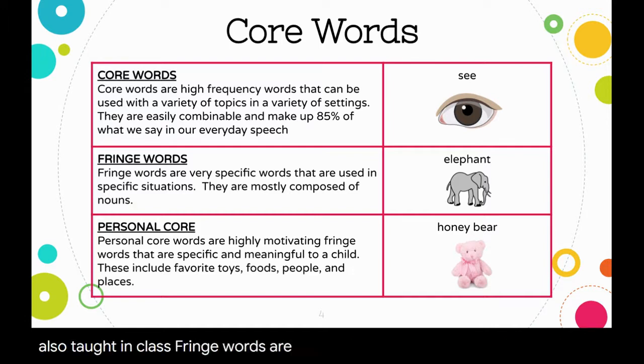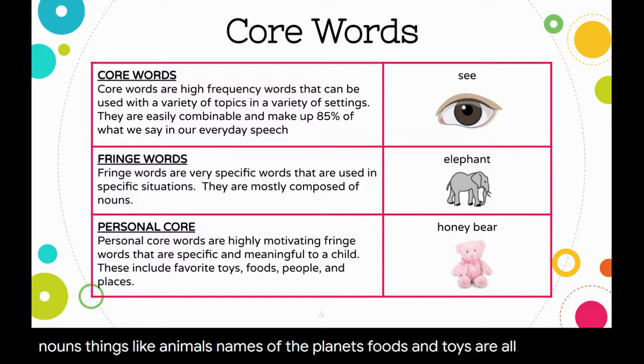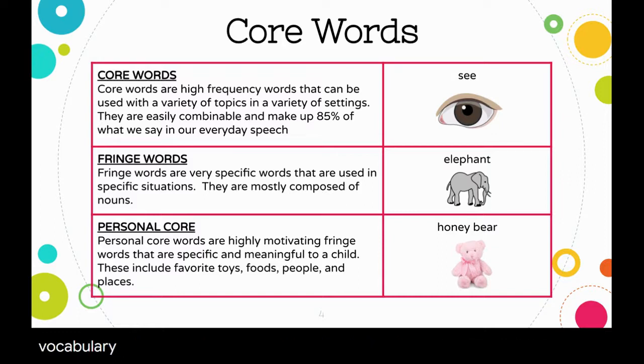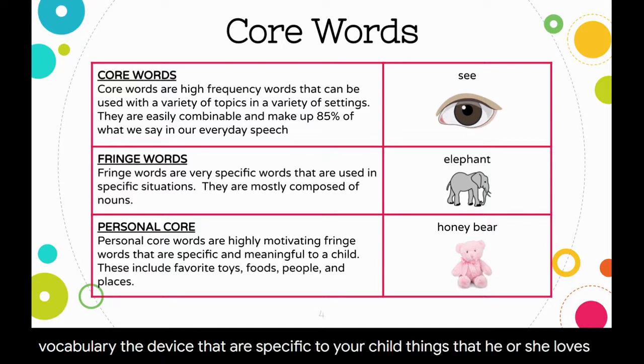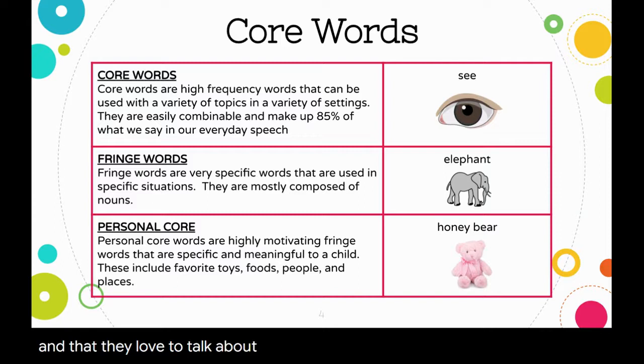Fringe words are situation-specific and composed mostly of nouns. Things like animals, names of the planets, foods, and toys are all fringe vocabulary. Personal core words are words that we add to the device that are specific to your child, things that he or she loves and that they love to talk about. These can be people, toys, food, places, or anything else they might be interested in or enjoy.